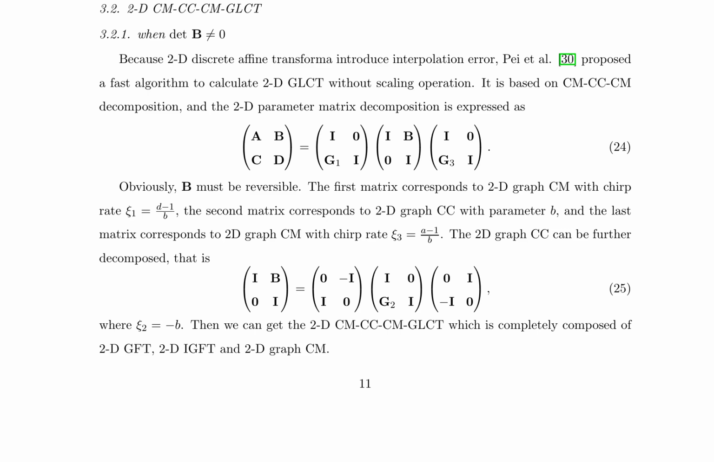The 2D parameter matrix decomposition is further decomposed into its constituent components, including 2D graph CM with chirp rates xi1 and xi3, and 2D graph CC with parameter B. The 2D graph CC is decomposed into its constituent components, as expressed in equation 25, which includes 2D graph CM with chirp rate xi2 and 2D graph CM with chirp rate B. This decomposition enables the realization of the 2D CM-CC-CM-GLCT, which is composed entirely of 2D GFT, 2D IGFT, and 2D graph CM.